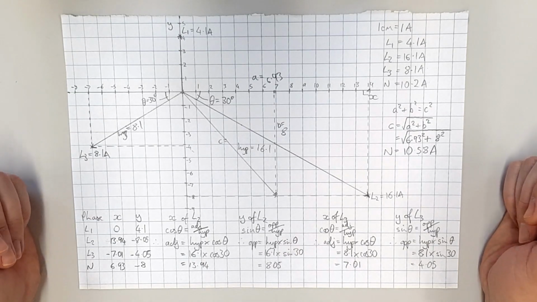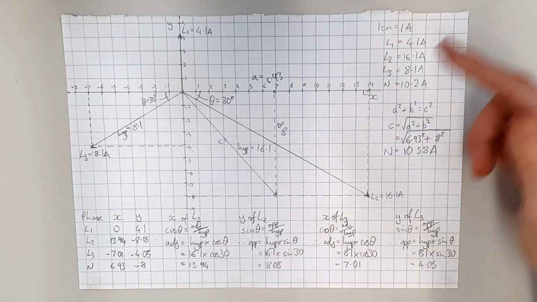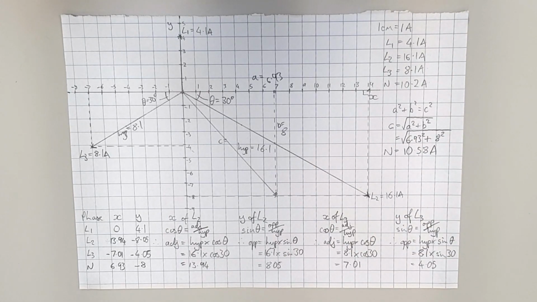So that's how we calculate neutral current inside an imbalanced three-phase load, remembering that an imbalanced load is one where all the currents are different. And in future videos in this series, I'll be showing you other methods of how to calculate that neutral current using the same values that we got on our original experiment.